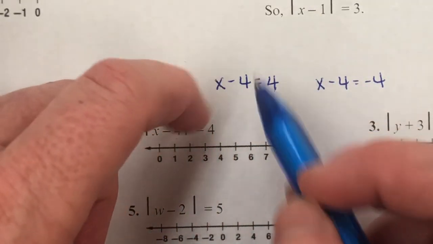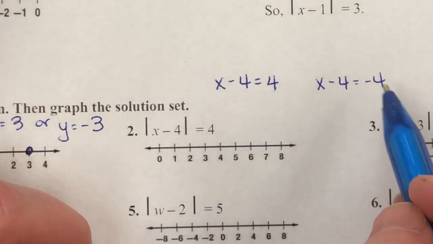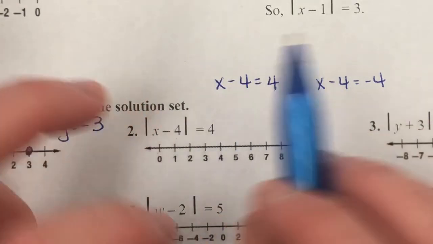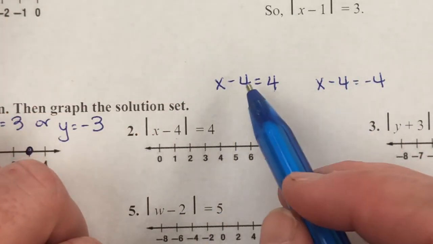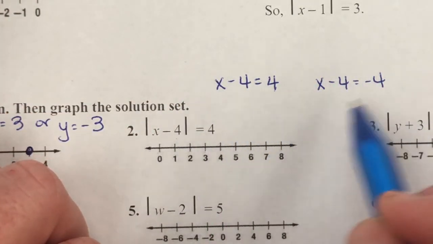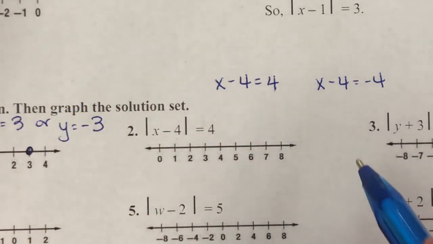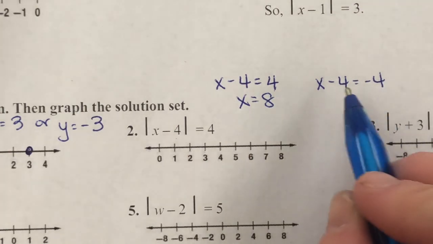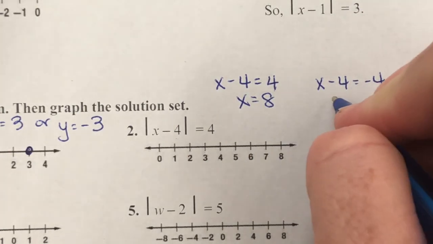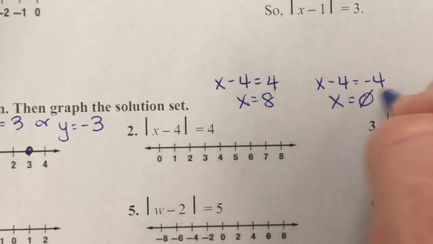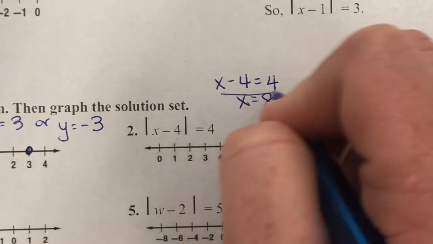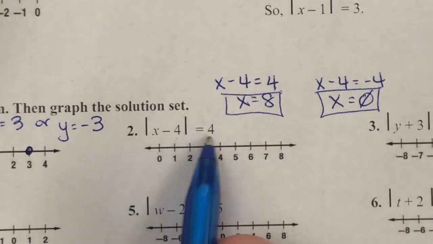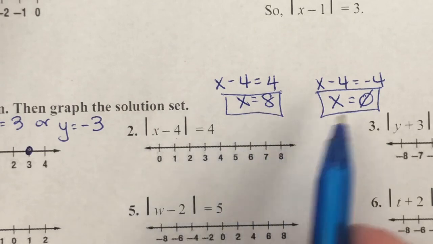There are no bars. When we're solving this and we write it out 2 times, we've done away with the absolute value bars now. This is one choice, this is the other choice. Now we're just solving them straightforward. So here I'd add 4 to both sides, x equals 8. Here I would add 4 to both sides, negative 4 plus 4 is 0. So my 2 answer choices that would make this statement correct are 8 and 0.